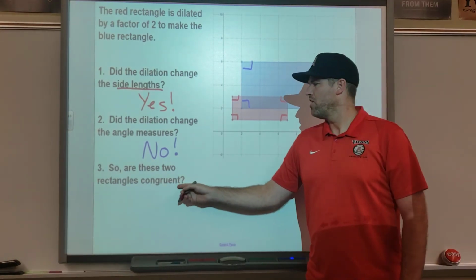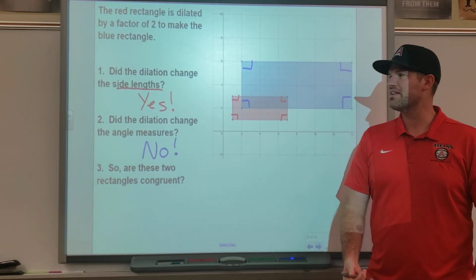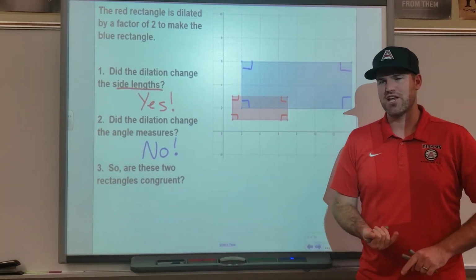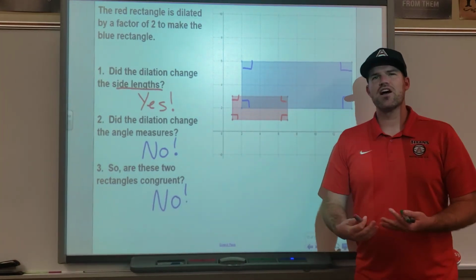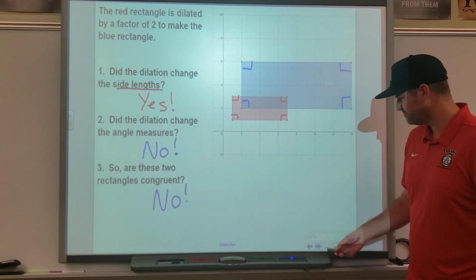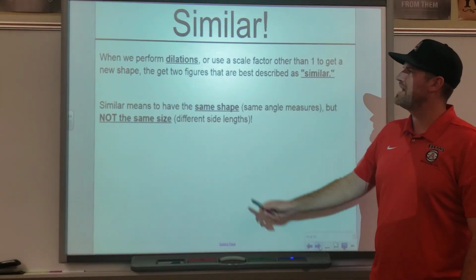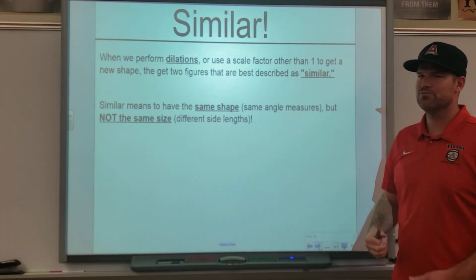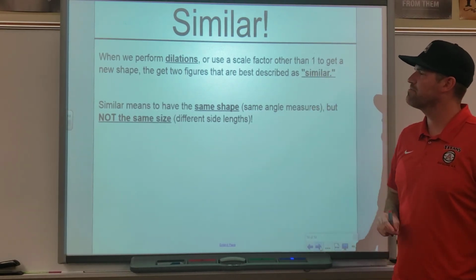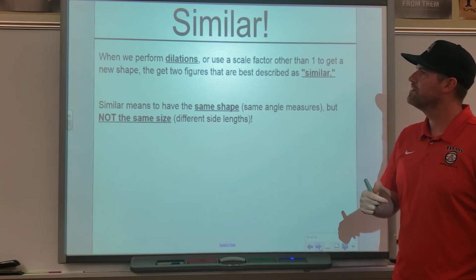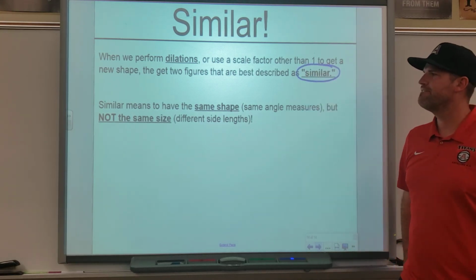So, are these two rectangles congruent? No, we know that congruent means to have the same size and the same shape, and these do not have the same size. So if they're not congruent, what are they? They are similar. So when we perform dilations or use a scale factor, which is doing a dilation, that's other than 1, right? Scale factor has to be greater than 1 or smaller than 1. When we do that, the two new figures are described as similar figures.